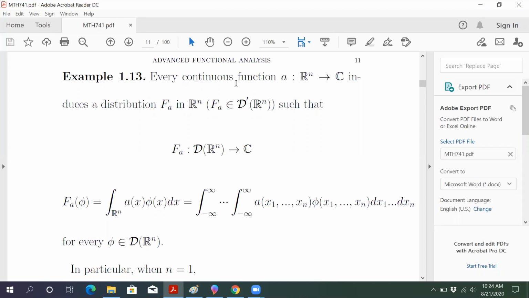So remember, every continuous function induces, or can be viewed as, a distribution. If you look at our discussion on the motivation of defining distributions, that discussion should be clear now by this definition. So every continuous function a from Rn to C induces a distribution f_a in Rn, a linear functional from D(Rn) into C, by this formula. It maps every test function phi to the integral of a phi.